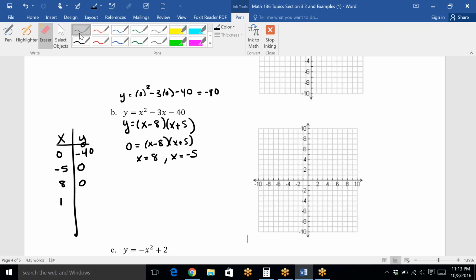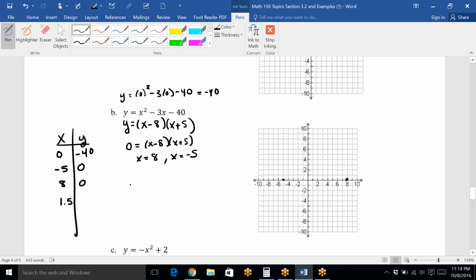A good point to have is what we call the vertex, which would be halfway between positive 8 and negative 5, which I'm going to go ahead and plot over here. So there's negative 5, and there's positive 8. This is 13 away from each other. So half of that is 6.5. If you plug in 1.5, you'll actually get what we call the vertex. It'll be either the highest or lowest point of this picture.